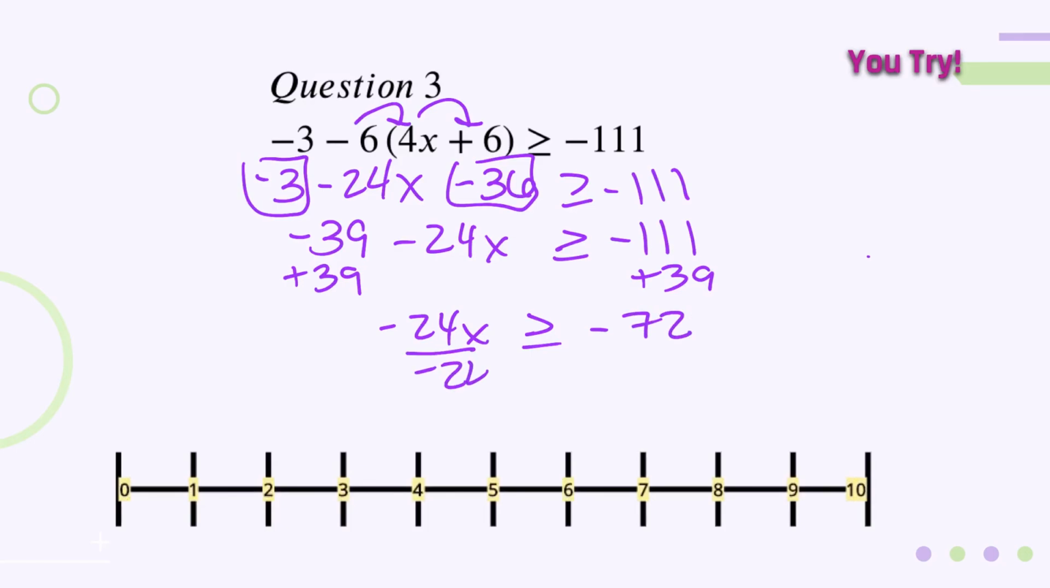Divide both sides by -24. And when I do that, I need to flip my inequality sign. So I'm left with x is less than or equal to 3. So shade in, so I got x is less than or equal to 3.